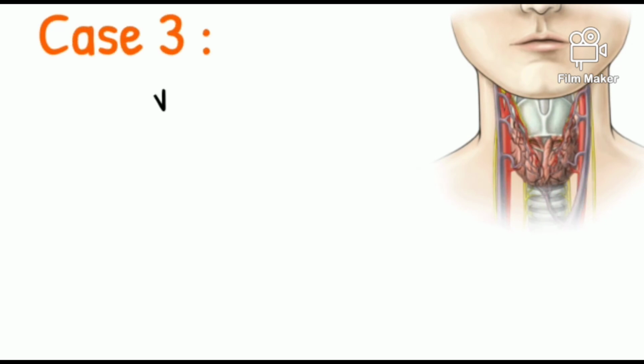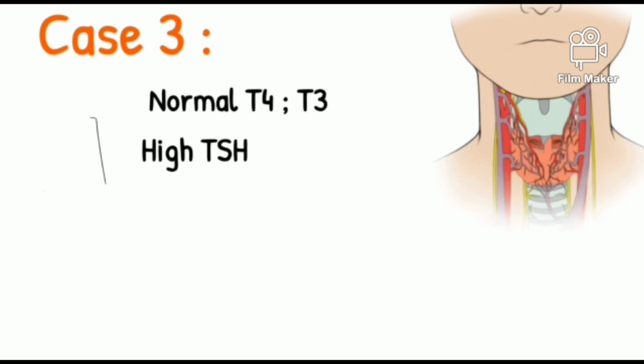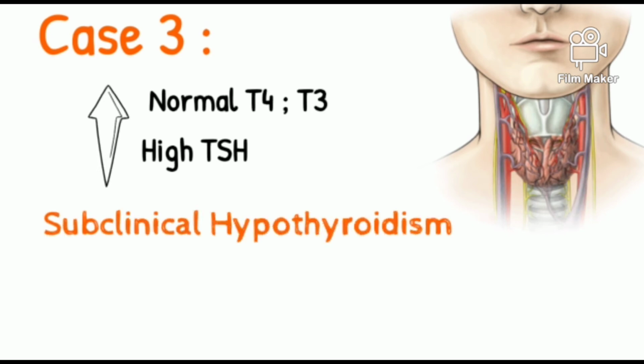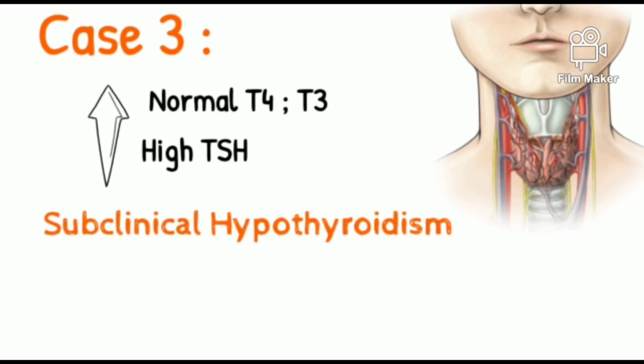Next, case 3. In certain conditions where T3, T4 levels are normal and TSH levels are increased, we categorize this condition as subclinical hypothyroidism. In these conditions, doctor observation is needed, and most probably there is no need for medication. Lifestyle changes, exercise, and diet all play an important role in getting normal thyroid levels.